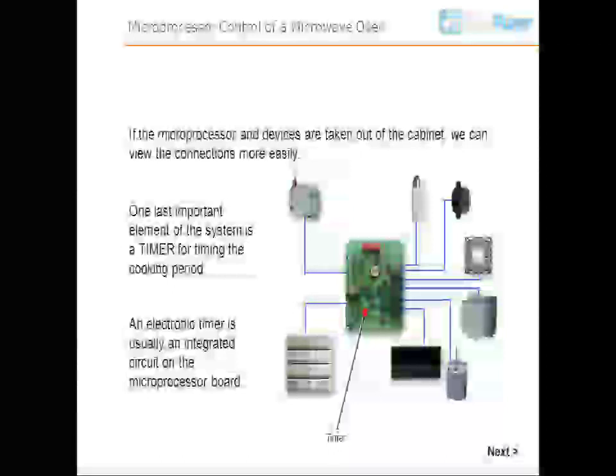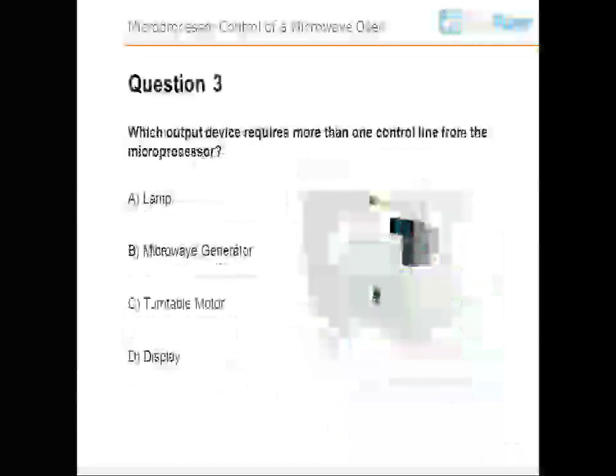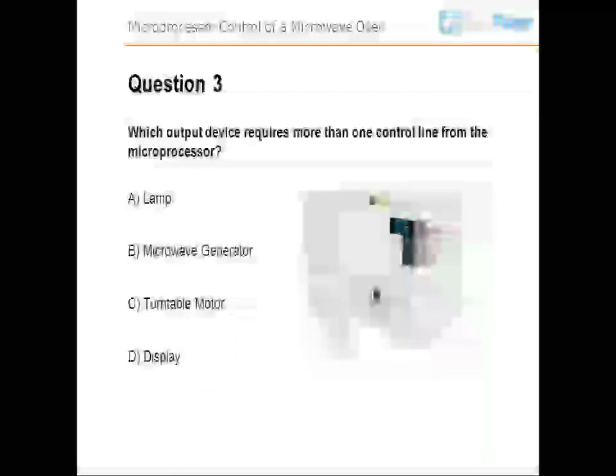Timer. Question 3. Which output device requires more than one control line from the microprocessor? A. Lamp. B. Microwave generator. C. Turntable motor. D. Display.